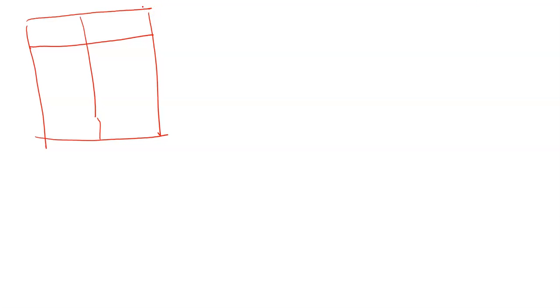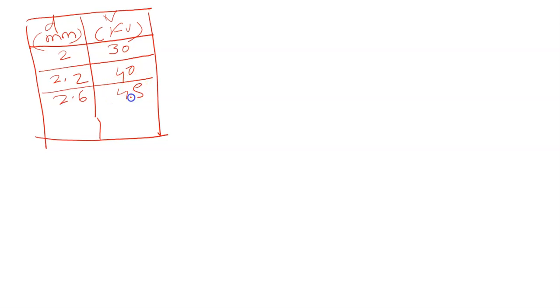Write down the observation table we obtained, or if you missed it last time, you can see the observations. Gap distance is in mm, and breakdown voltage we found in kilovolt. Our first reading: gap distance was 2, breakdown voltage was 30. Then gap distance 2.2, breakdown voltage 40. Third reading: gap distance 2.6, breakdown voltage 48. For the last reading, gap distance was 2.8, breakdown voltage 55 kilovolt.